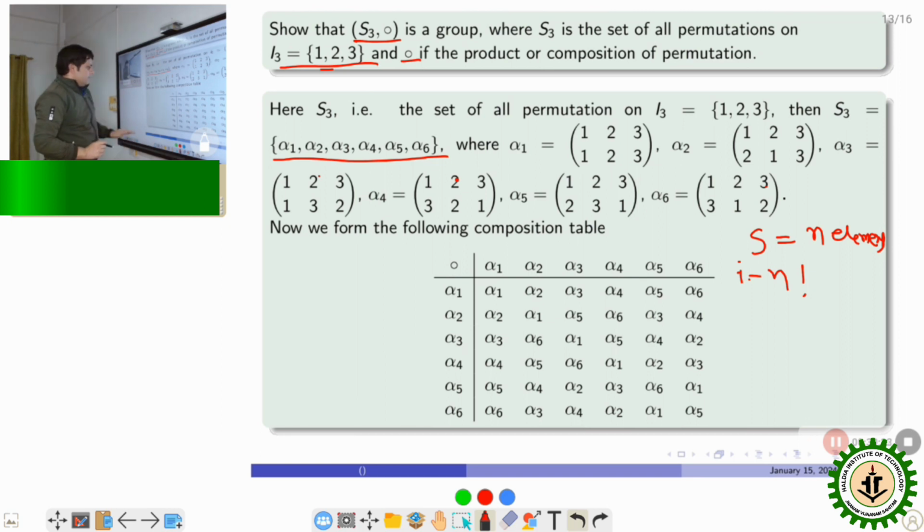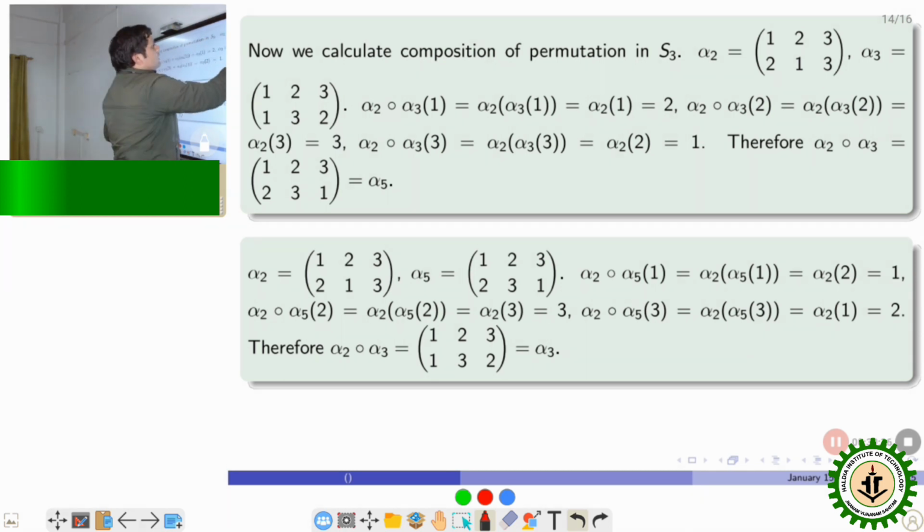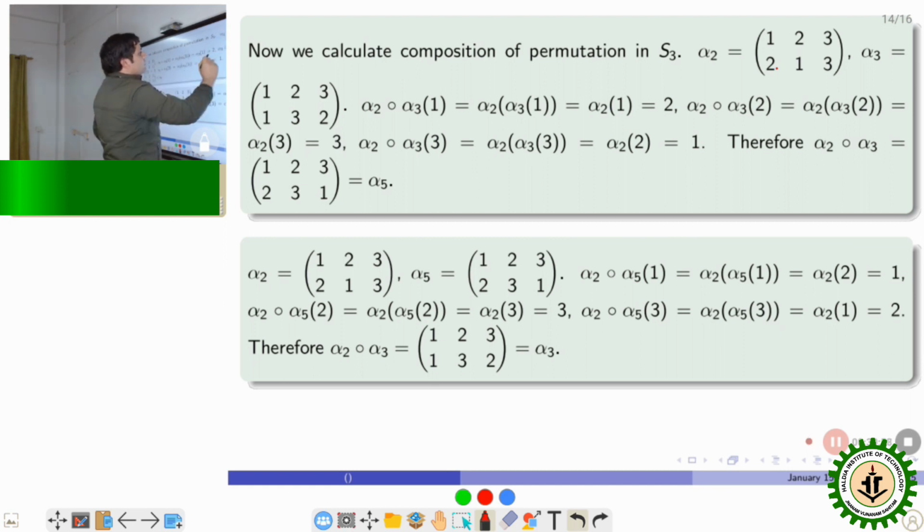Now we calculate the composition. How do we write down the composition? First, take arbitrary alpha 2, which maps 1, 2, 3 to 2, 1, 3. And alpha 3 maps 1, 2, 3 to 1, 3, 2. Therefore, alpha 2 composition alpha 3 of 1 equals alpha 2 of alpha 3 of 1. Now alpha 3 of 1 is 1, so alpha 2 of 1, and alpha 2 maps 1 to 2. Therefore alpha 2 composition alpha 3 maps 1 to 2.